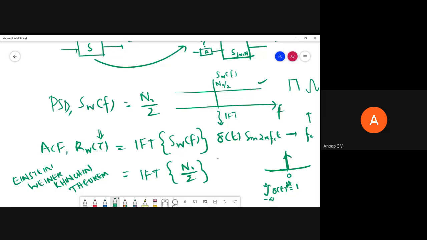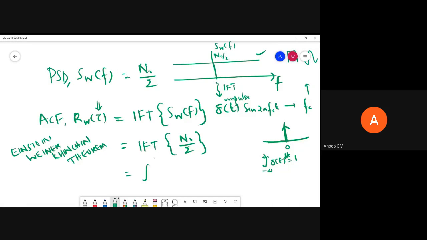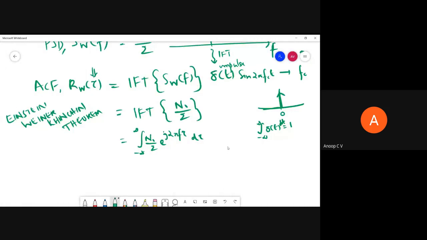So the inverse Fourier transform of a constant in frequency domain, meaning the same value for all frequencies, has to be an impulse function. So we have the inverse Fourier transform of N naught by 2. Mathematically, we write the integral from minus infinity to infinity of N naught by 2 times e power j 2 pi f tau df. Instead of f t, I'll write f tau, because for the autocorrelation function we always expect the argument to be the time difference or time delay between two samples of the same signal. So instead of t, I am using the conventional tau. If you use t, it doesn't make any difference. So this will be equal to del of tau times N naught by 2.